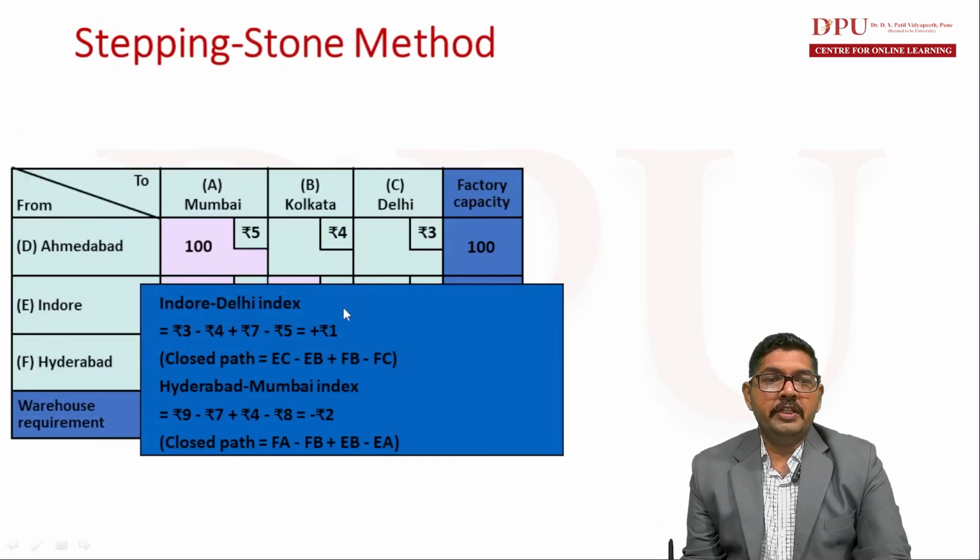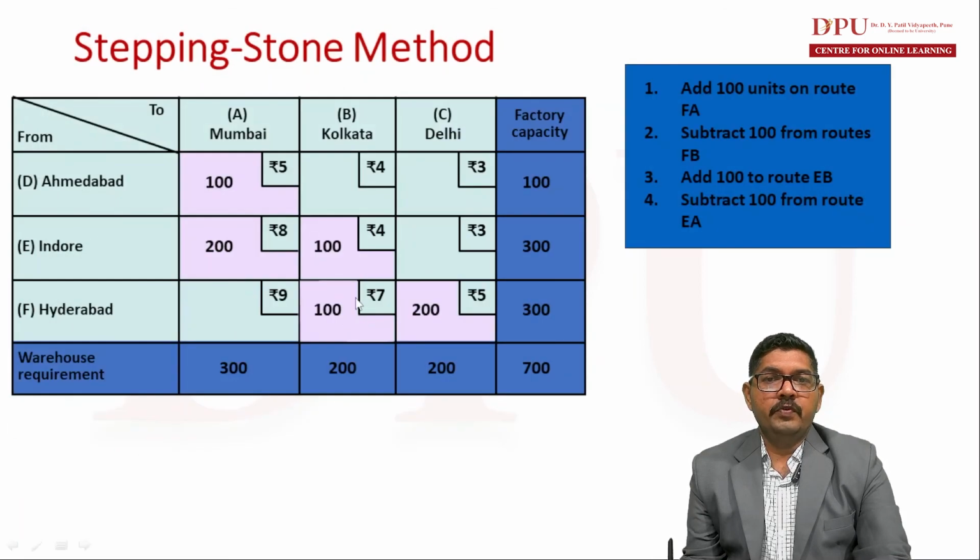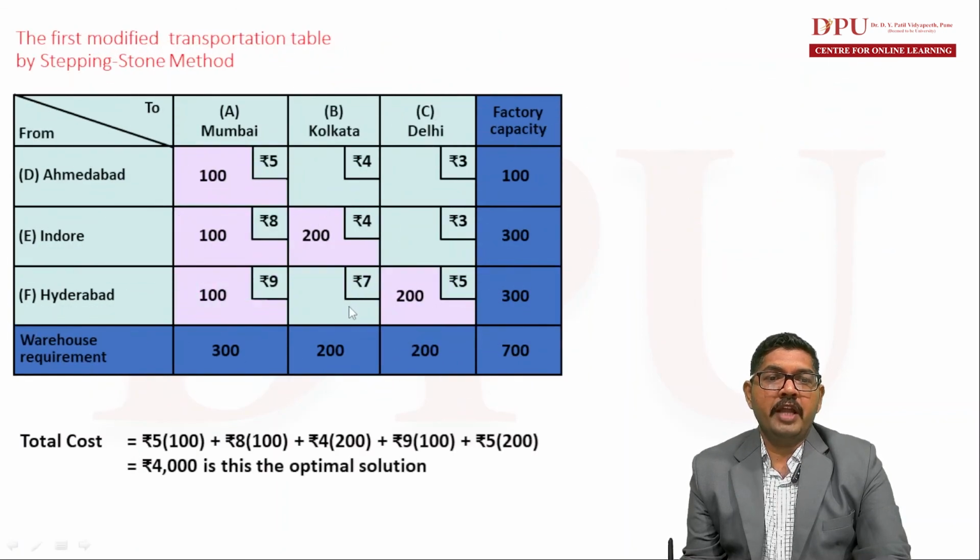After reallocations, we again check the opportunity cost, and if all the opportunity costs are positive, we say that the final solution has been obtained. The modified solution as per the stepping stone method is 4000, which is less than the initial basic feasible solution we obtained by the northwest corner method as well as the least cost method. So this is the final solution by the stepping stone method.